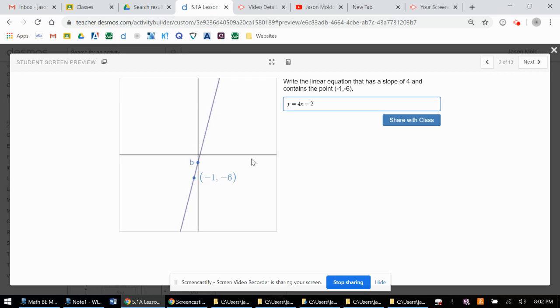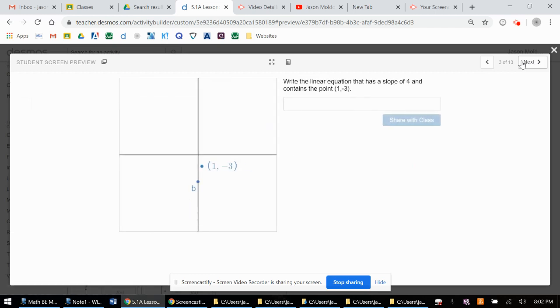And I can see that it is going through the point, and it is passing through the y-intercept that was b, which I did not know when I started this problem. So the goal is to build this equation and write it without needing the graph, and then this graph here is just going to offer some feedback if I'm doing it correct. And then you're going to click share with class, and there is also a calculator up at the top if you need to use a calculator.